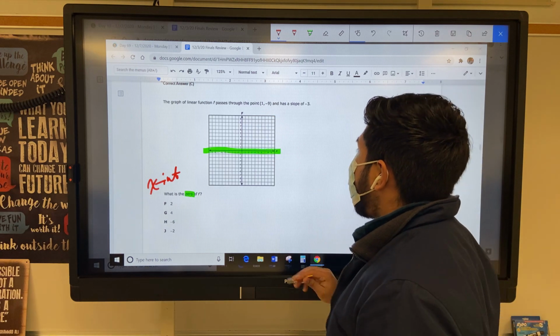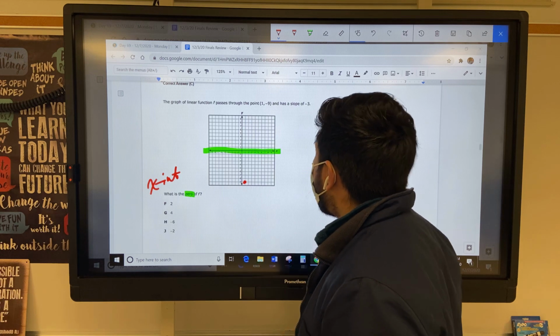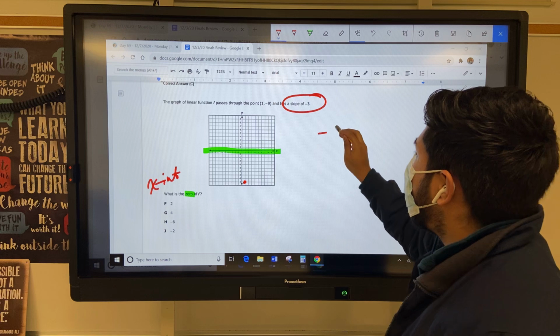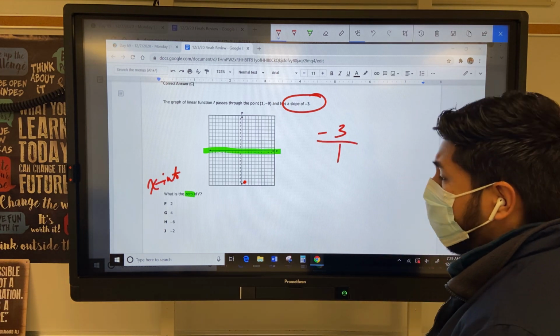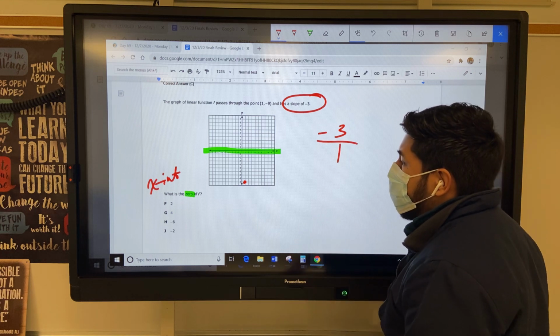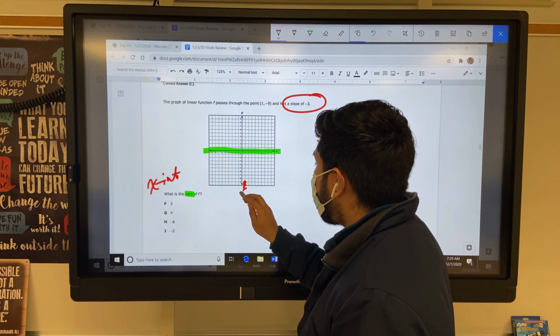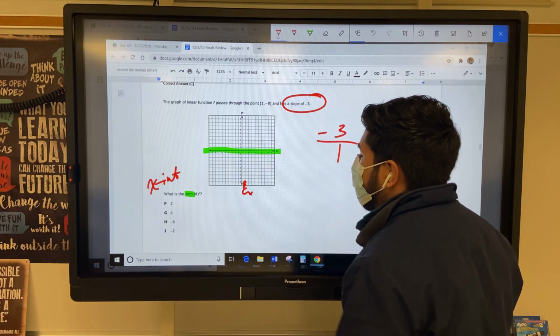1, negative 9. So I'm going to go to 1, negative 9. Put that point on the graph. After that, it says a slope of negative 3. Slope of negative 3 is negative 3 over 1. And this is the confusing part, ladies and gentlemen. Because we're supposed to go down and go over 1. And then go that way.